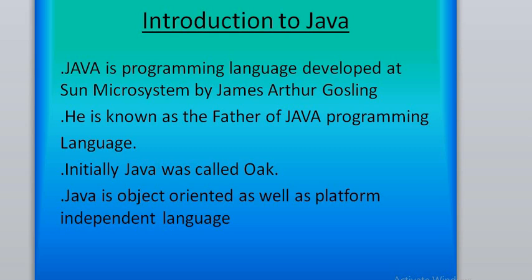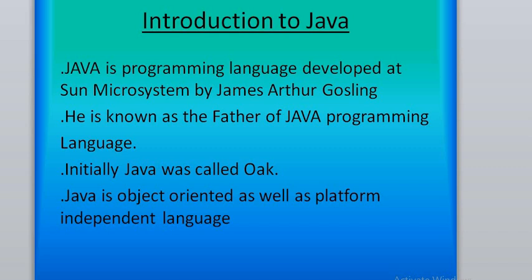So Java is a programming language which was developed by James Arthur Gosling at Sun Microsystems. James Arthur Gosling is known as the father of the Java programming language. Initially it was called Oak, but later the name was changed to Java.